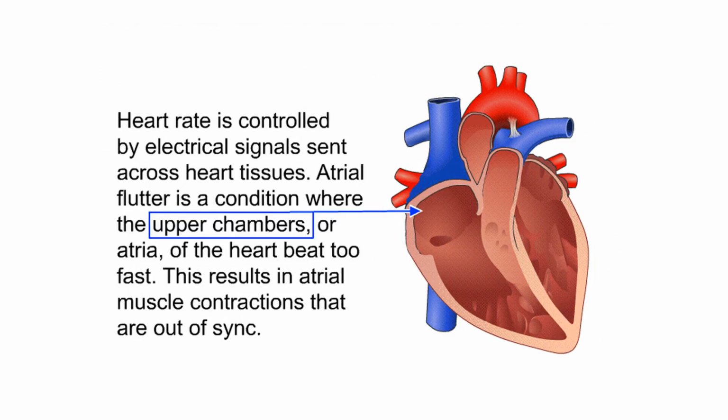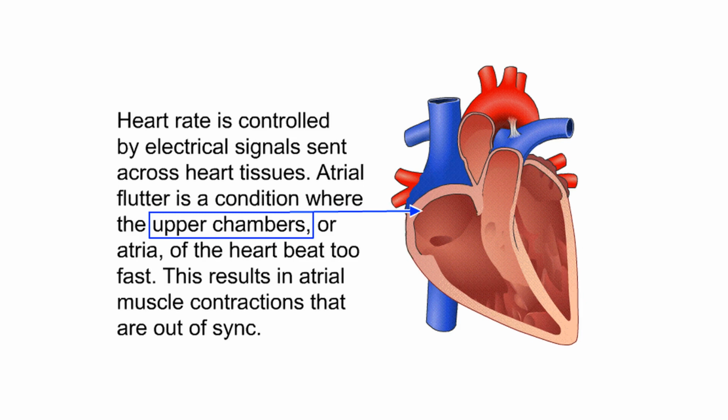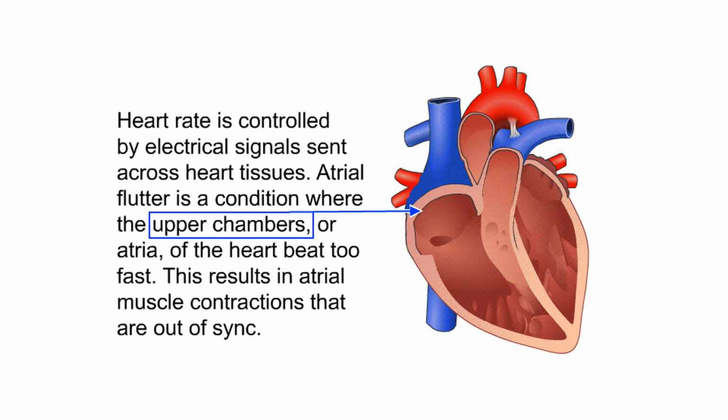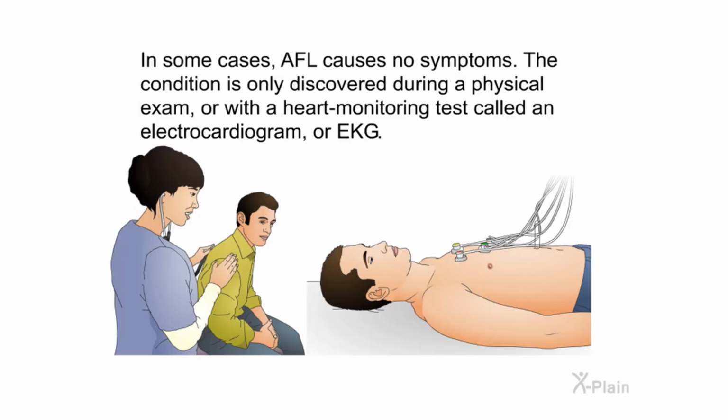Atrial flutter. Heart rate is controlled by electrical signals sent across heart tissues. Atrial flutter is a condition where the upper chambers, or atria, of the heart beat too fast. This results in atrial muscle contractions that are out of sync. In some cases, AFL causes no symptoms. The condition is only discovered during a physical exam or with a heart monitoring test called an electrocardiogram, or EKG.